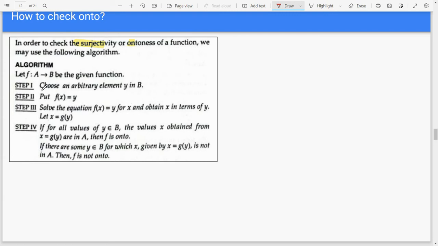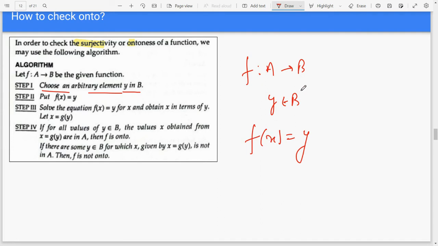Okay, so choose an arbitrary element y in B. Obviously f is defined from A to B. So we choose an element y belonging to B. Now what we need to do is put f(x) equal to y. We assume that for each element in B there should be some element in A. So if we choose a point y in B, there should be some element x that corresponds to y.